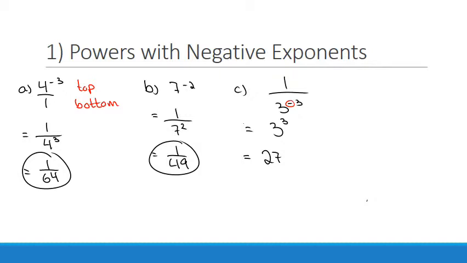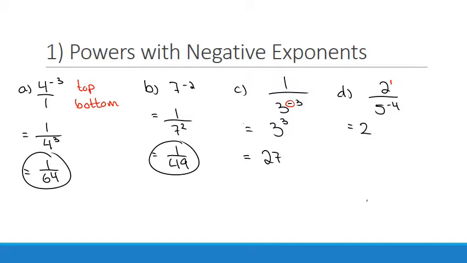Let's do another one. D. I'm going to say 2 over 5 to the power of negative 4. All right. So the first thing to talk about is this 2. The 2 has an exponent, and it's a positive 1. So if you have a positive exponent, you're in the right position. We're going to leave the 2 alone. The 5, however, it has a negative exponent.